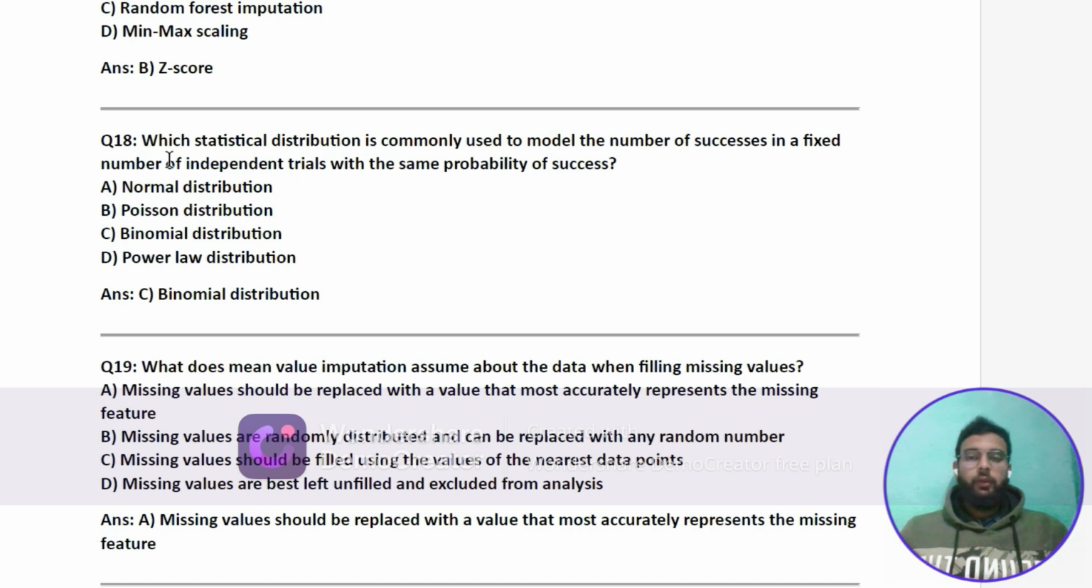Our 18th question is, which statistical distribution is commonly used to model the number of successes in a fixed number of independent trials with the same probability of success? A. Normal distribution, B. Poisson distribution, C. Binomial distribution, or D. Power law distribution. The correct answer for this is option C, binomial distribution.